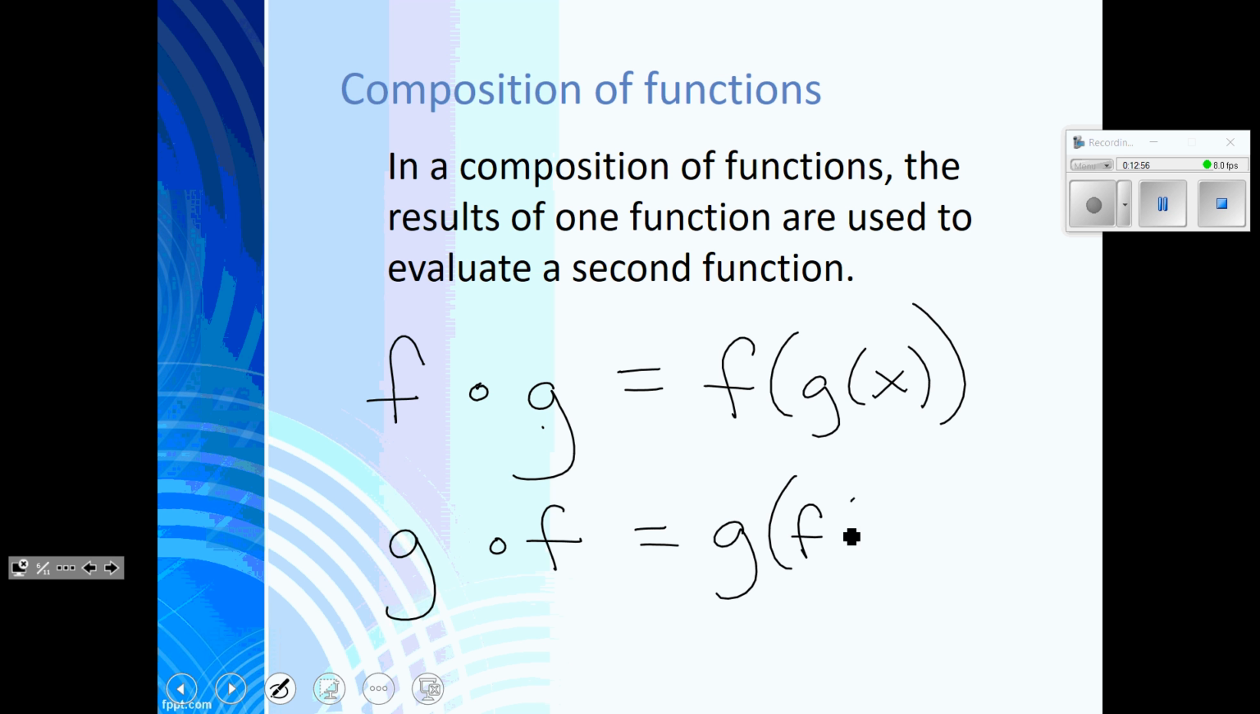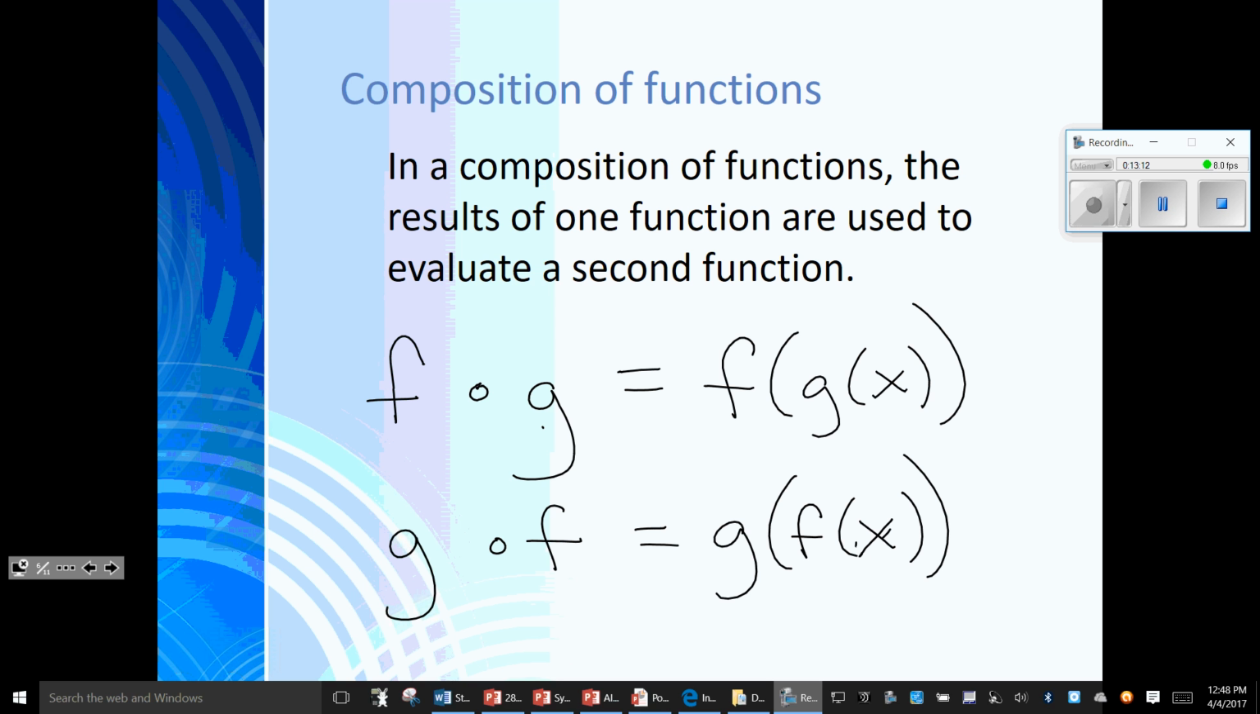g of f of x. You need to be familiar with both. You could possibly see both on different things, different worksheets, the SOL. So make sure you are familiar with both ways. Okay, so we'll pause there till we get back from lunch.